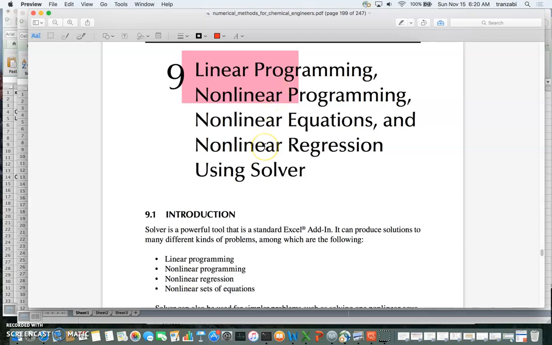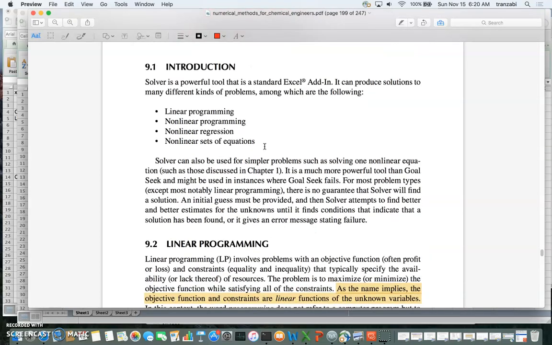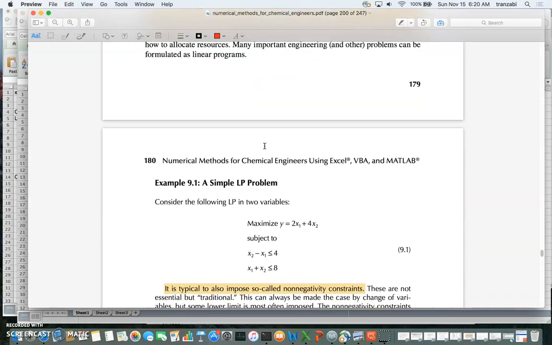Linear programming is nothing but optimization. Let's say you want to optimize a function, which is, let's say, a function of two variables, x1 and x2, and you have some constraints, and you want to optimize that function subject to the constraints. So a good starting point would be an example.